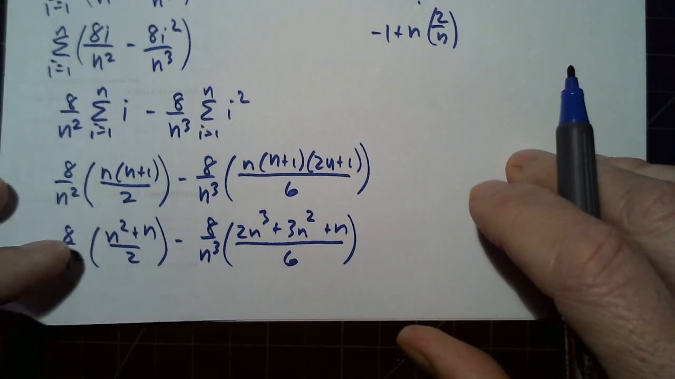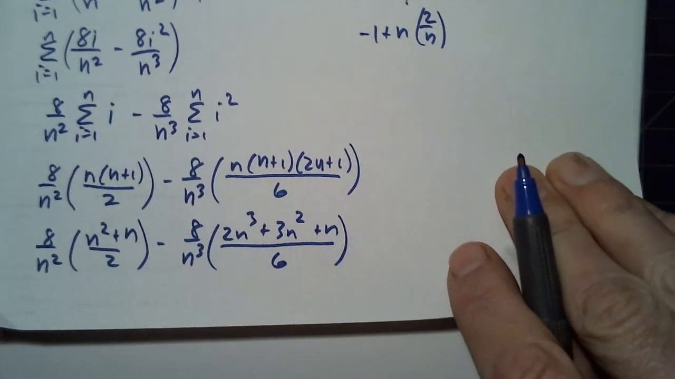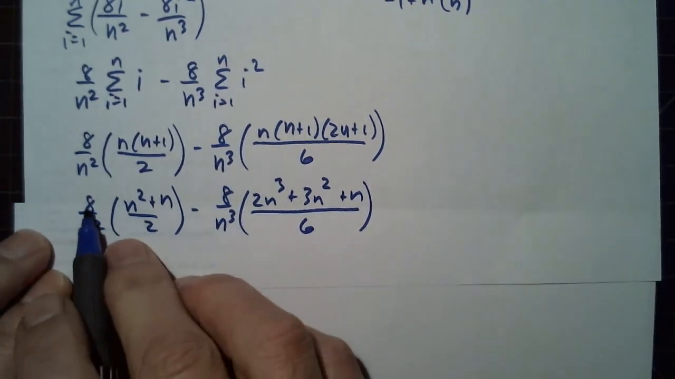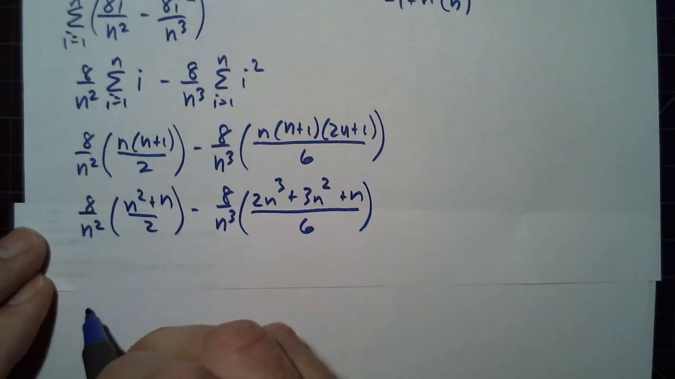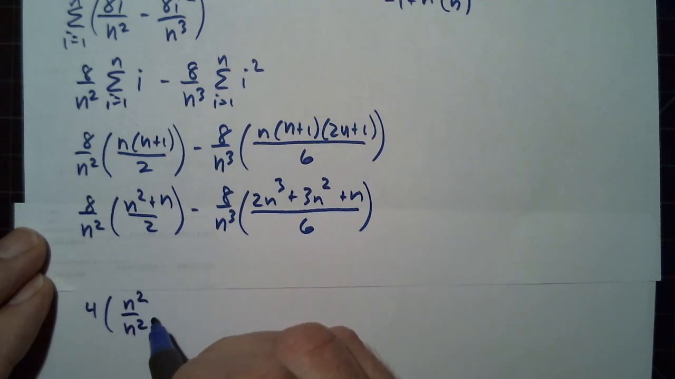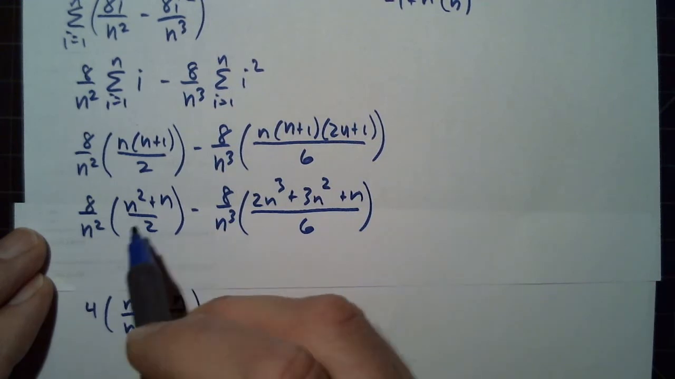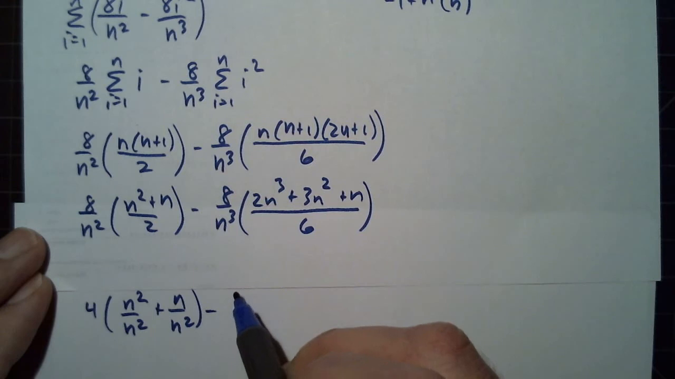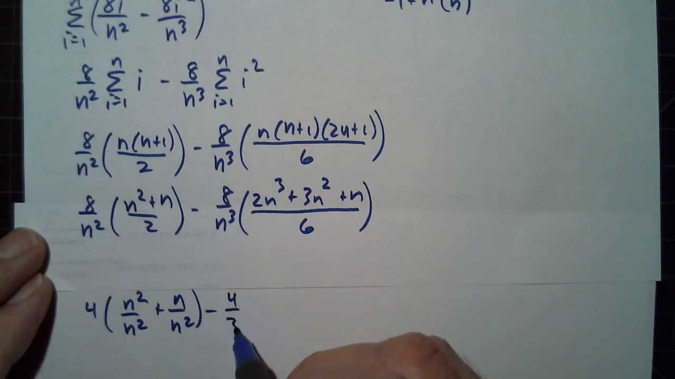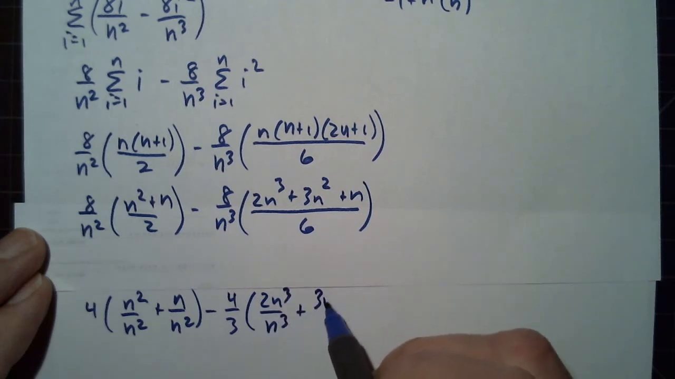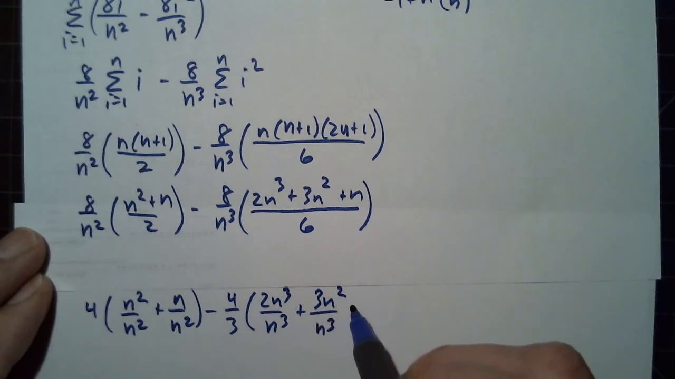All right, and then we're just going to rearrange that. 8 over 2, we can make that a 4. And then n squared over n squared and n over n squared. So we put the n squared under each of those and put the 2 under the 8. And then we have 8 over 6, so that's 4 over 3. And then 2n cubed over n cubed, 3n squared over n cubed, n over n cubed.